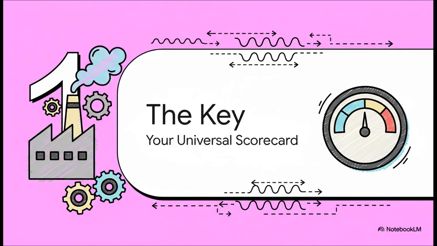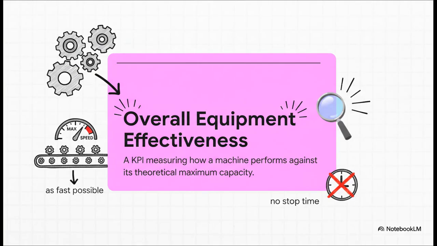So, okay, how do we actually find and measure all that hidden capacity? Well, the key, as you've probably guessed, is OEE. The best way to think about it is like a universal scorecard for how productive you really are. So what exactly is it? Well, OEE is a KPI, a key performance indicator, that boils everything down to one single, really powerful score. What it's doing is measuring how your machines are actually performing compared to their absolute perfect potential. A fantasy world where you're making only good parts as fast as you possibly can with zero downtime.